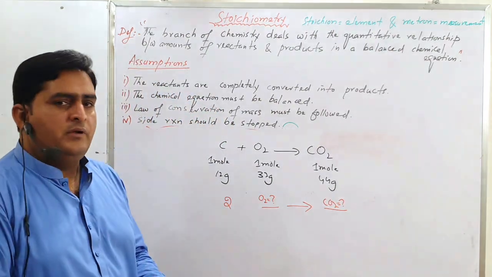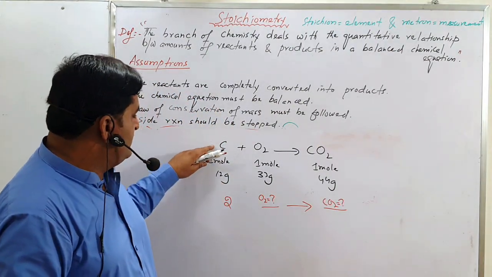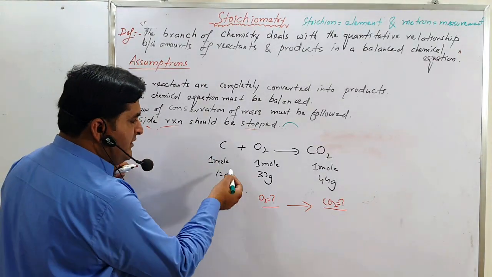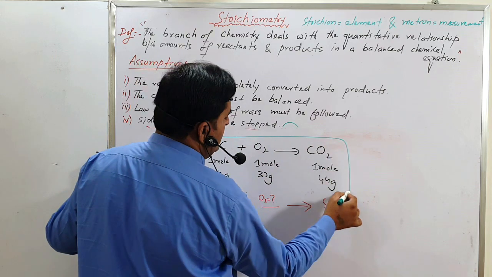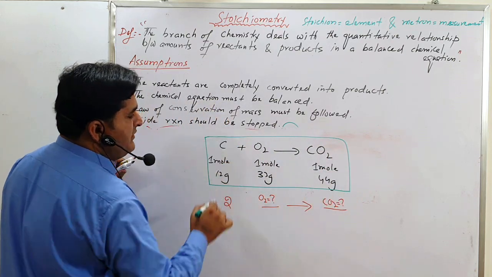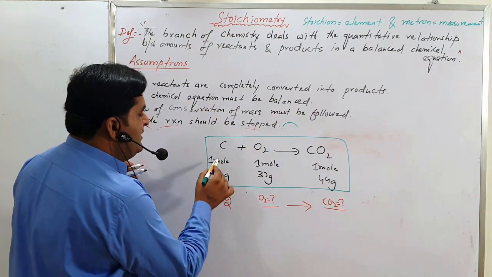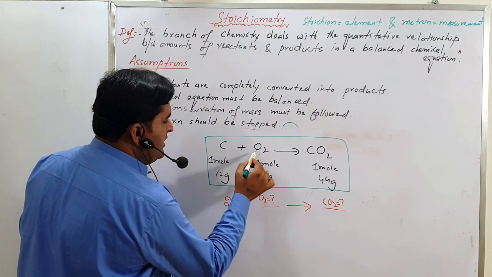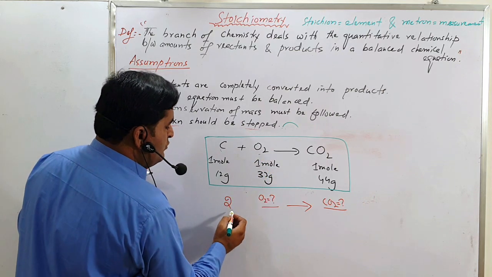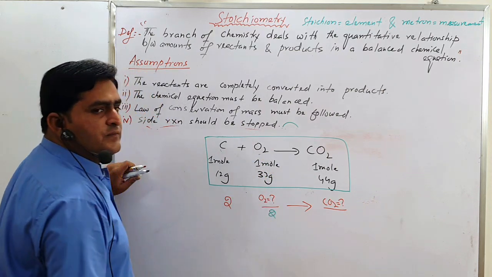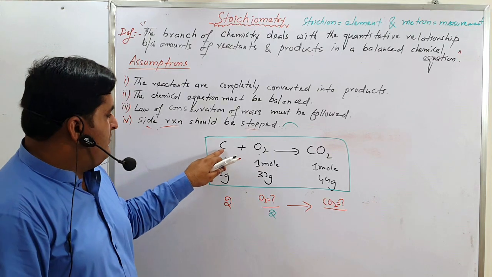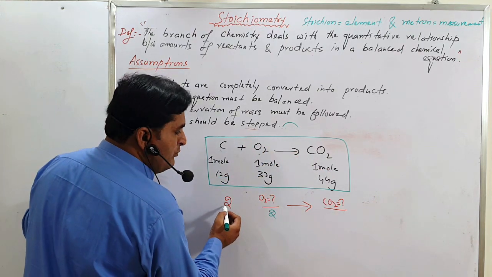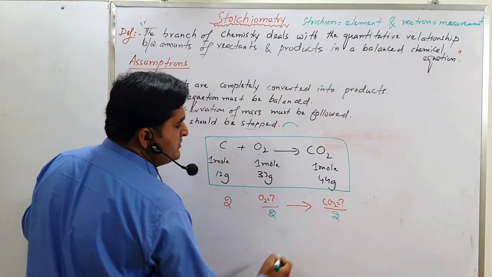We can guess from the information given in the balanced equation. A balanced equation is a reference equation from which comparison is made. So we will make the comparison from this equation. As the balanced equation guides us, 1 mole of carbon reacts with 1 mole of oxygen. Therefore, 2 moles will react with 2 moles. Similarly, 1 mole of carbon produces 1 mole of carbon dioxide. Therefore, if we have 2 moles of carbon, we will have 2 moles of carbon dioxide.